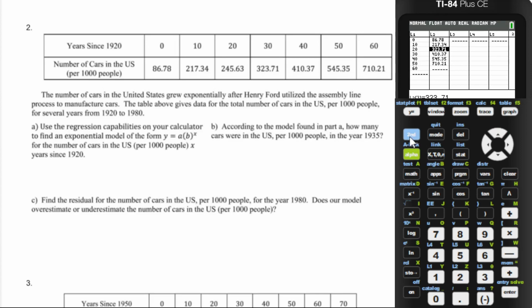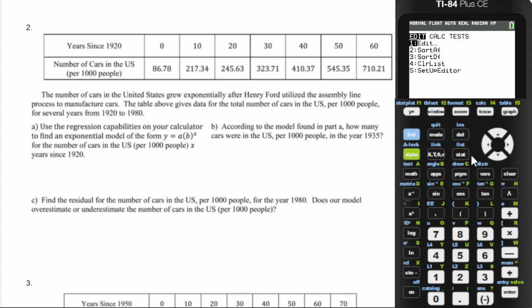Okay, maybe I can insert one. Oh, that's great. 245.63. That's nice. Okay, 323.71 goes with 30. 410.37 goes with 40. 10 is with 217. Okay, yeah, I feel good about this. Because if we type it in wrong, there's really nothing we can do. Kind of in trouble.